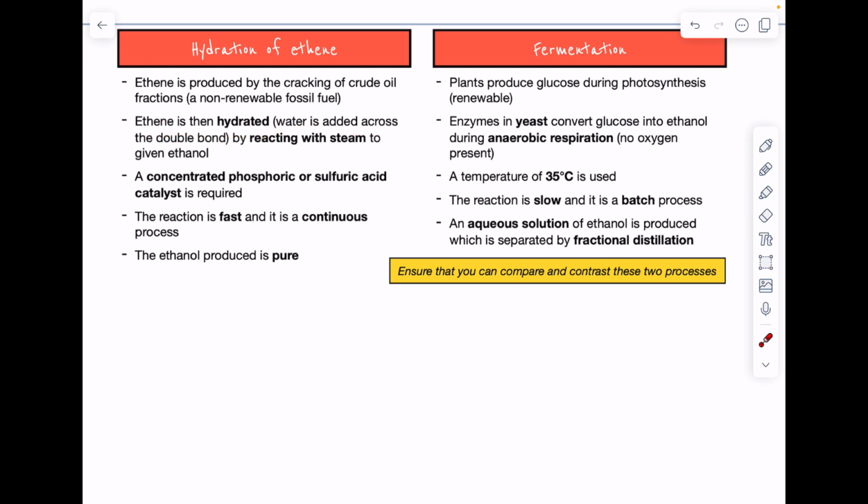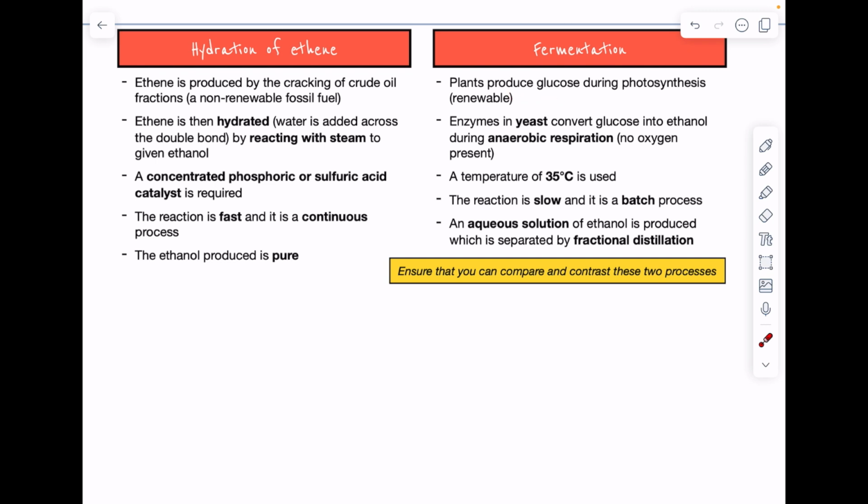As I've already said, ethene is then hydrated. Water is added across the double bond by reacting with steam. We need a catalyst of concentrated phosphoric acid. The reaction is fast, it's continuous, it makes the ethanol continuously, and the ethanol produced is pure. This is in comparison with fermentation.